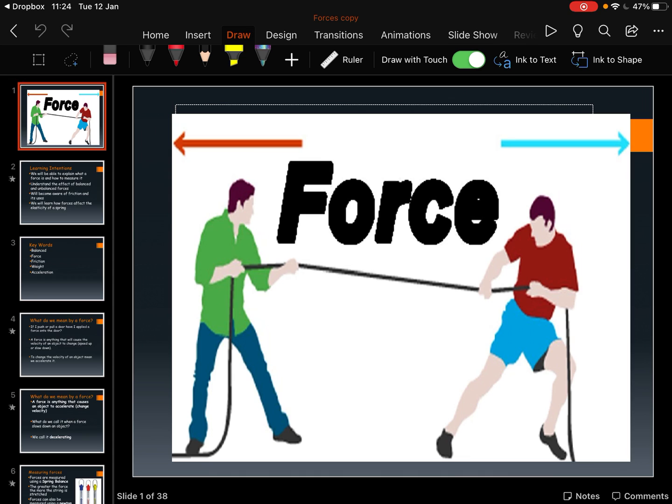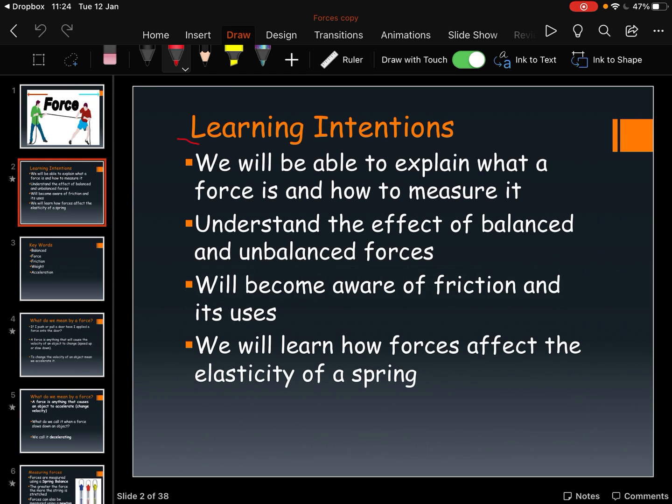So pause it everywhere. Don't try and write as I speak over the PowerPoint. It won't be able to do it. Pause it and write up whatever I tell you to write up, okay? All right, so obviously take down the heading, and then first things first, your learning intentions, okay? So let's take down our learning intentions.